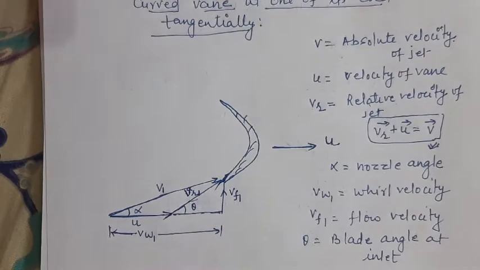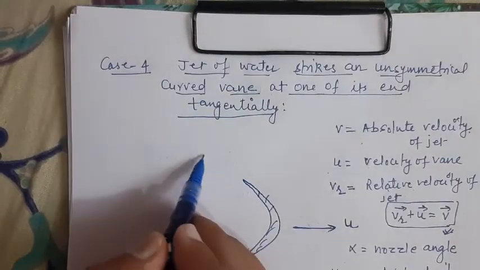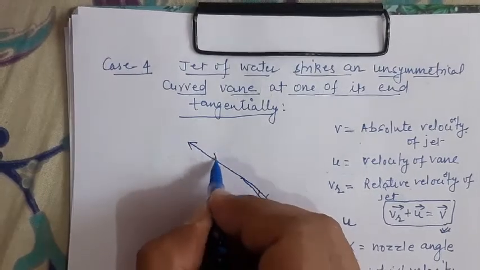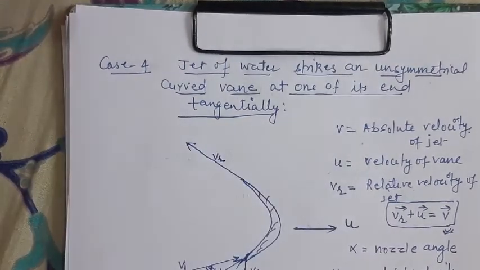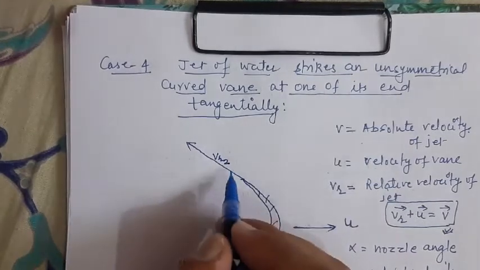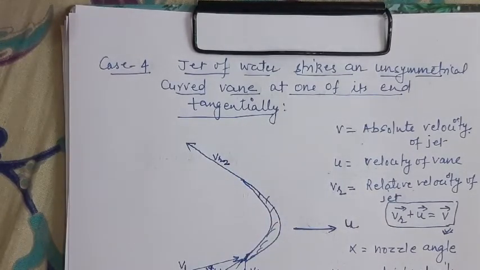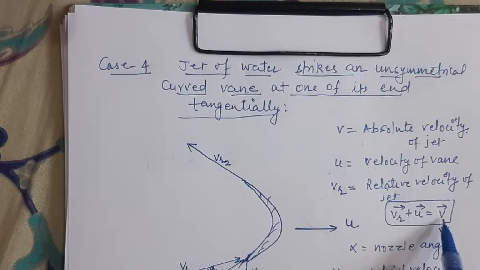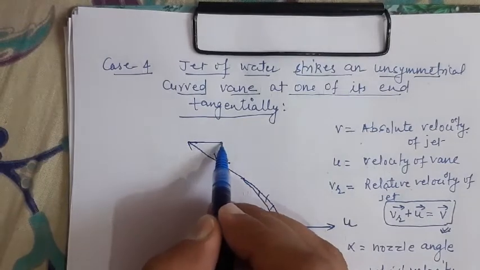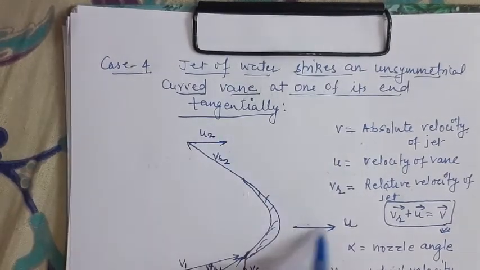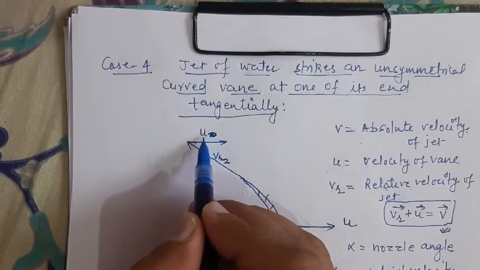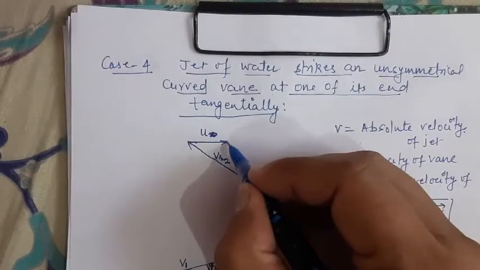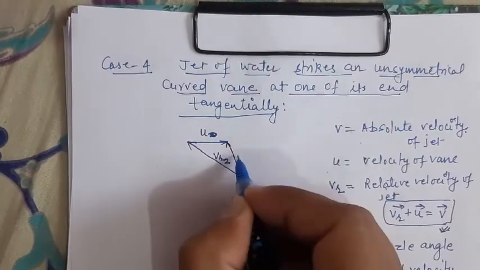The same could be done for the exit. Please note, the jet will issue out of the nozzle with relative velocity VR2. At the exit, I am using subscript 2. I have to simply add the U vector to this VR2: VR2 plus U2 equals V2. This is U2; I have to keep the direction the same. U2 is the same as U, because the vane has uniform speed U at inlet and exit. And finally, this vector would be V2.